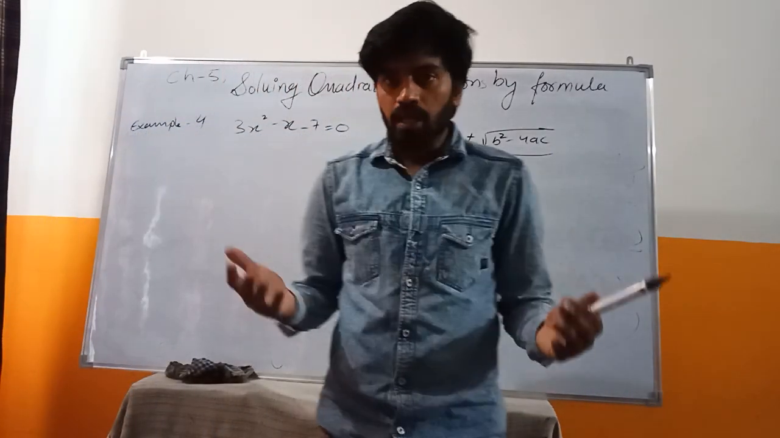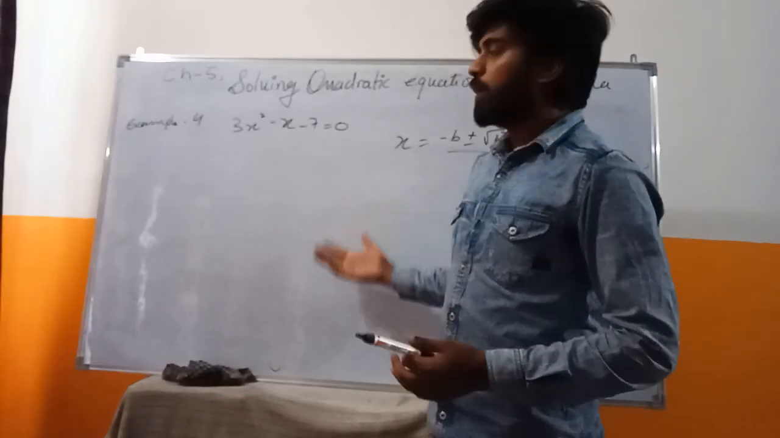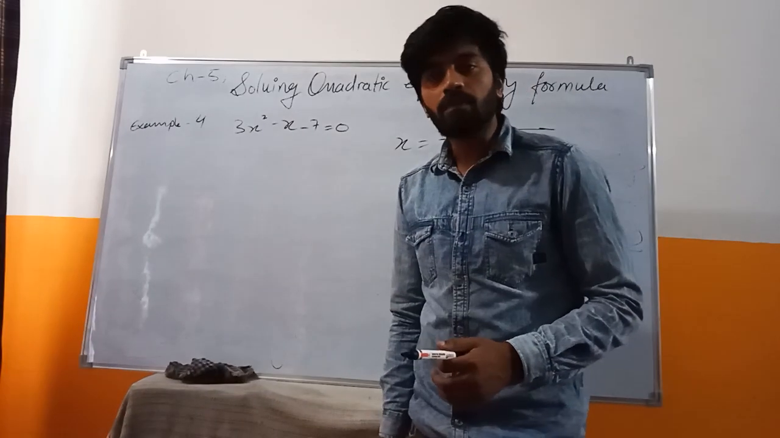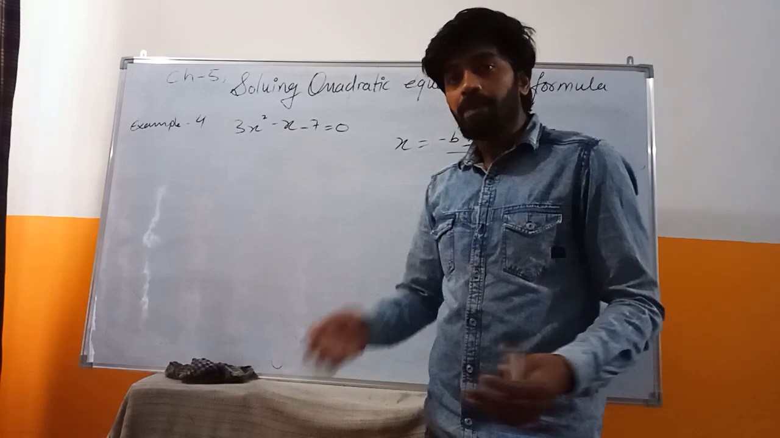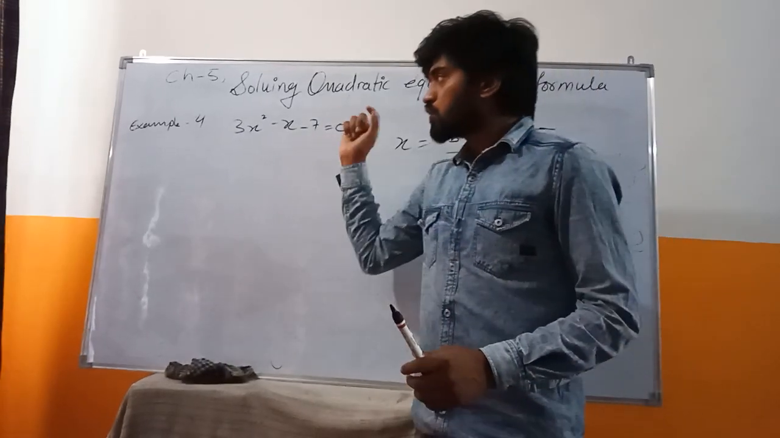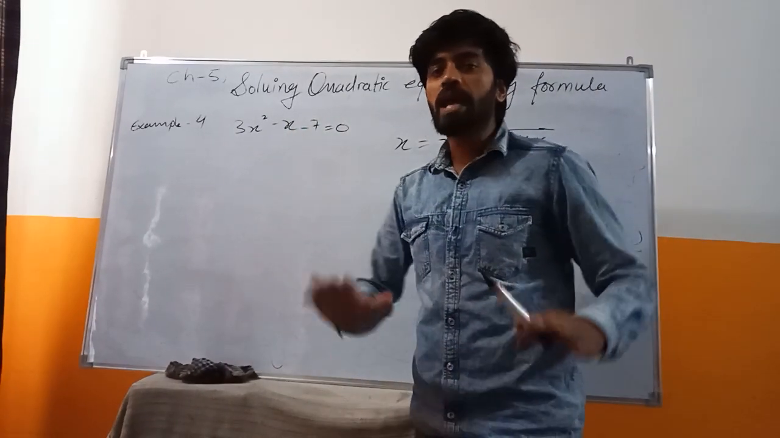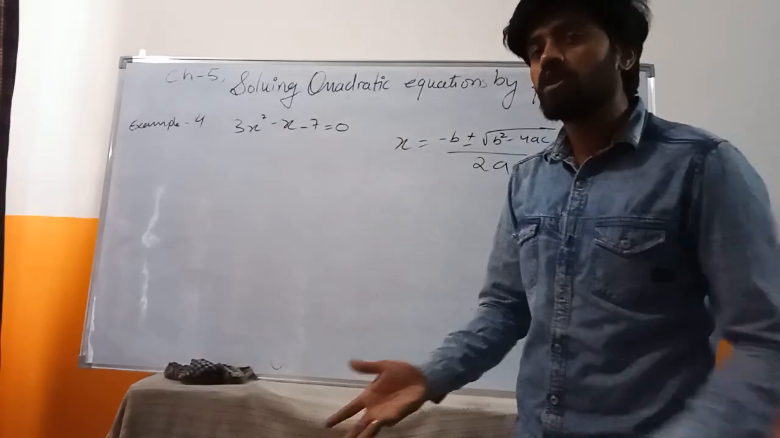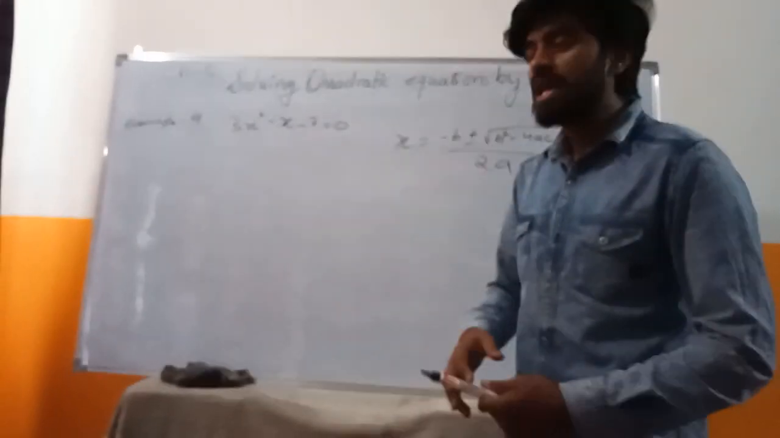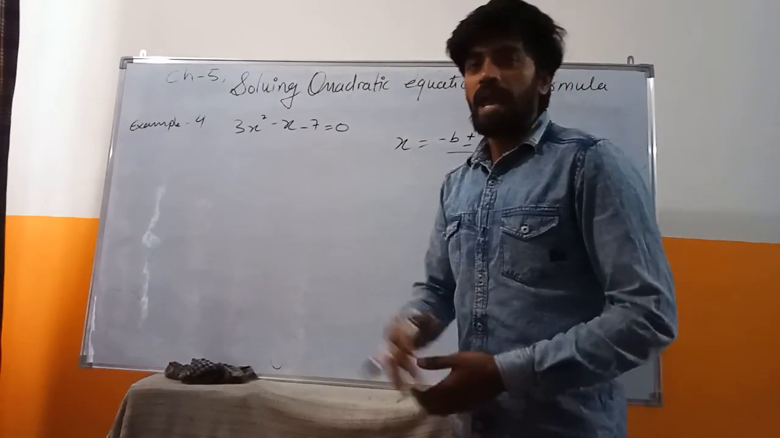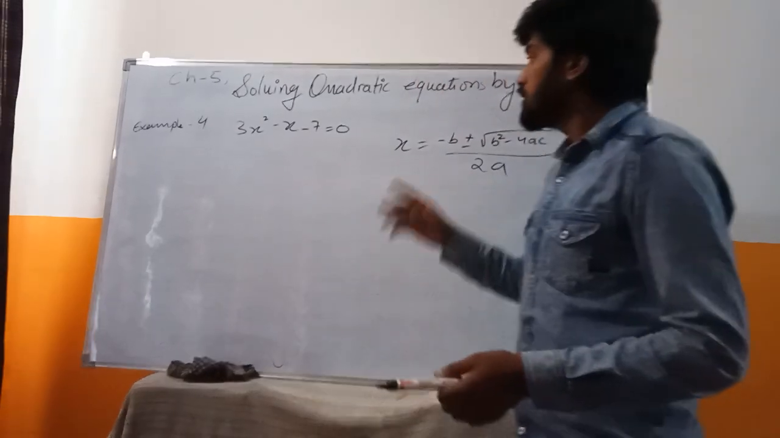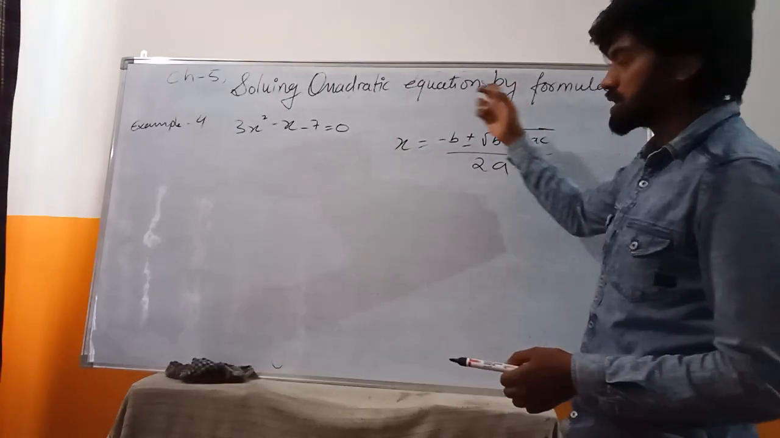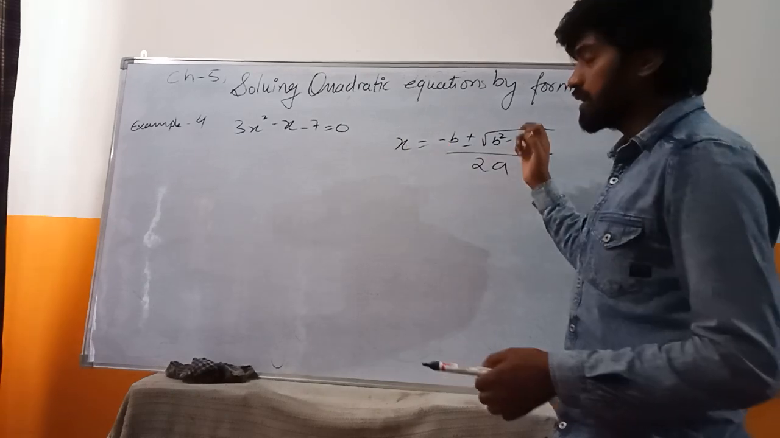Sir, why are we using the formula? Why are we not splitting the middle term? That's much simpler. But let me tell you one thing, for so many quadratic equations, you cannot split the middle term because that's not possible. You can keep trying, and you won't come to a conclusion. And when that's the problem, then you have to use this formula.